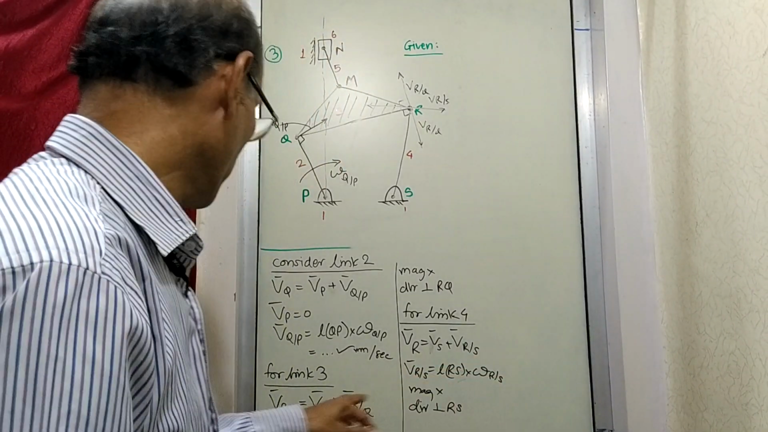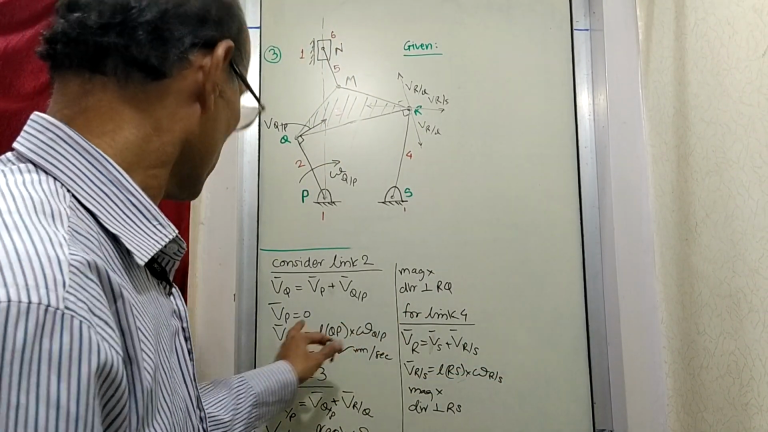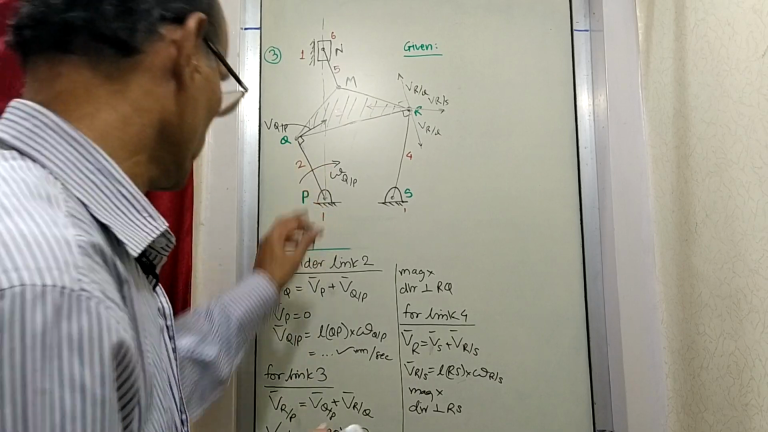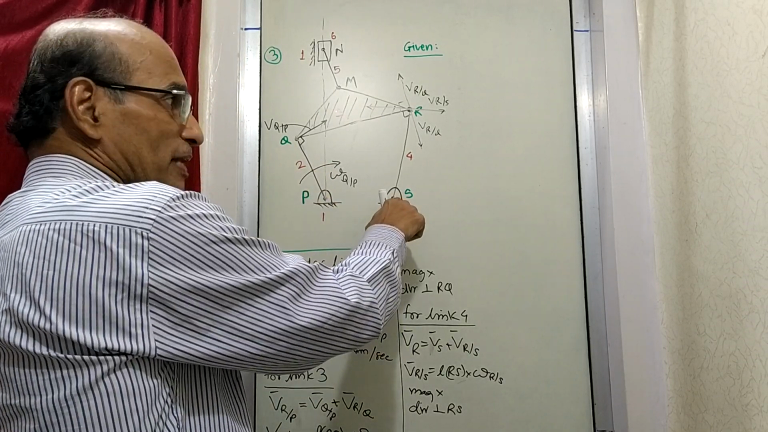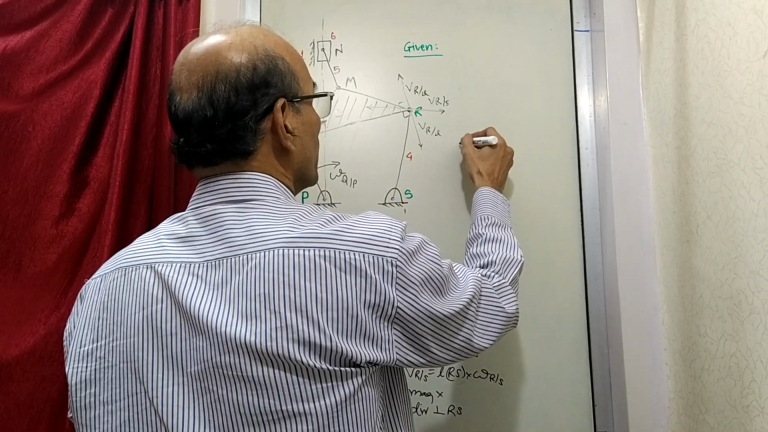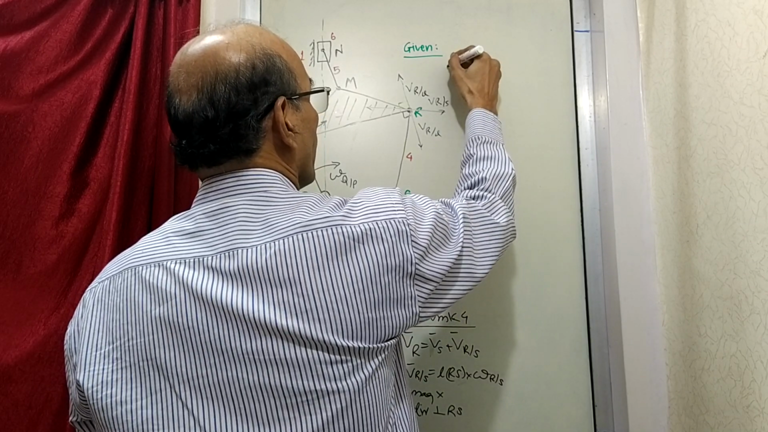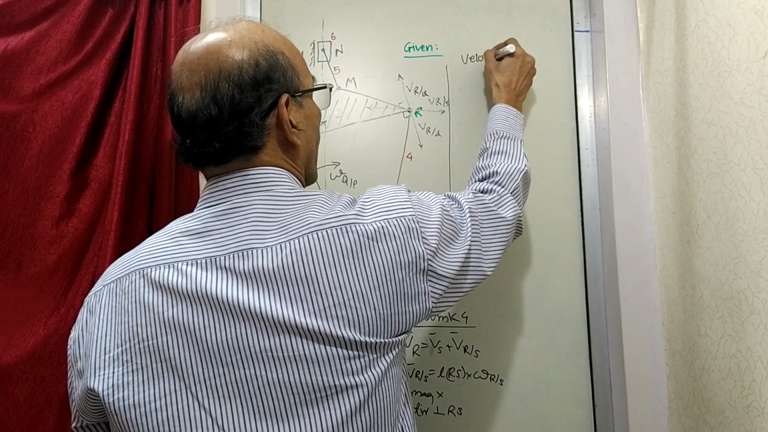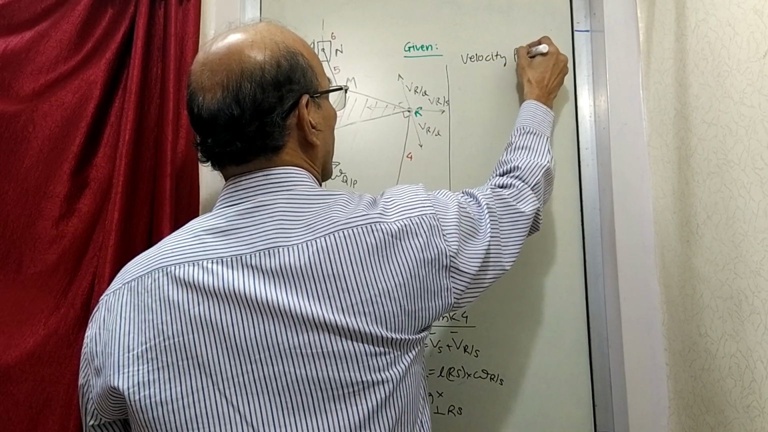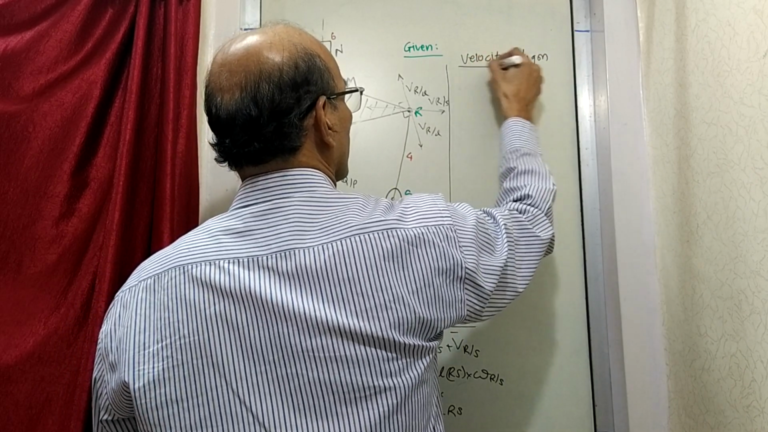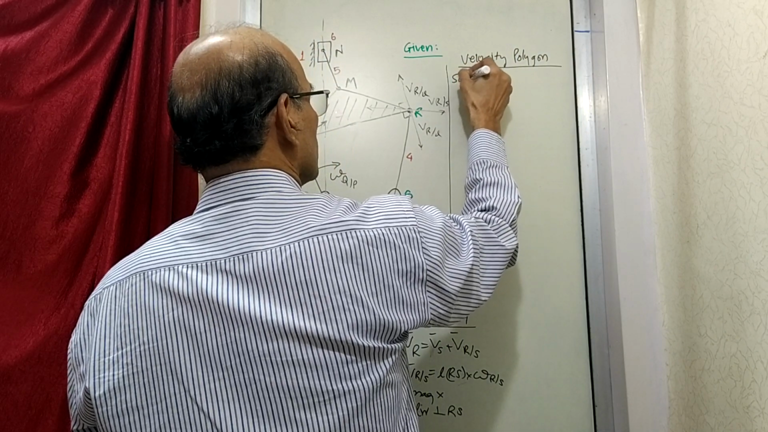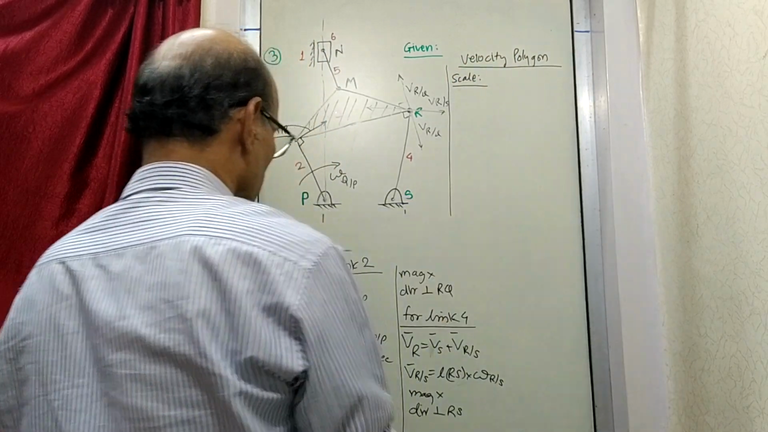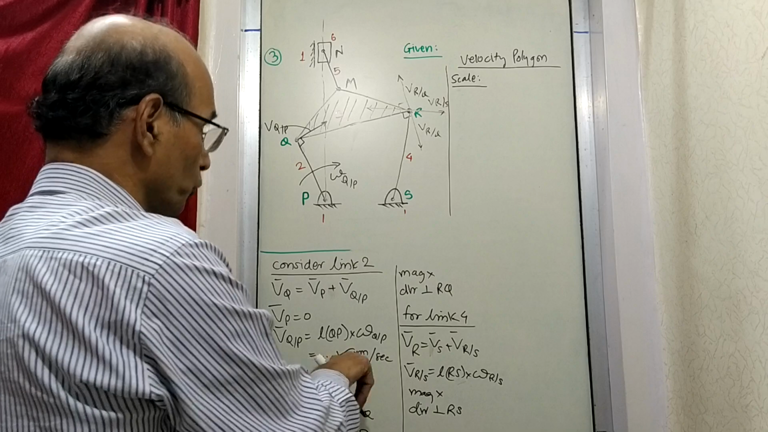Okay, so now we will see. First we will try to draw this vector, the velocity of Q with respect to P. You will find P and S are the fixed points, so maybe I will mark them here. In fact, this is a velocity polygon. So set some scale here, a suitable scale as per the magnitude you get here.